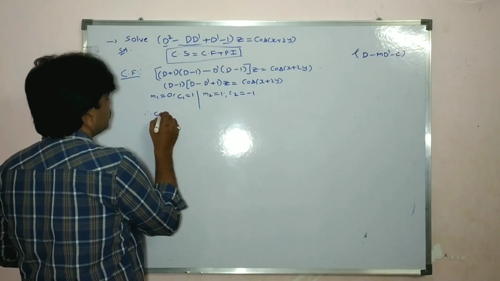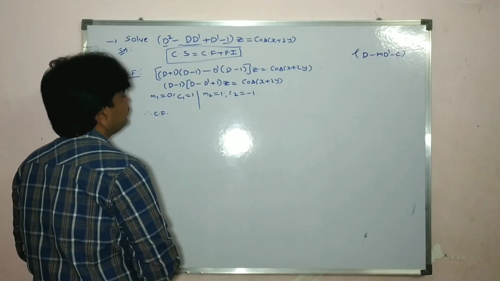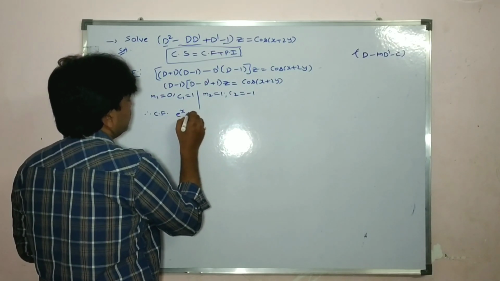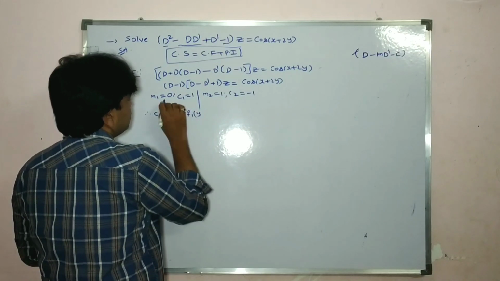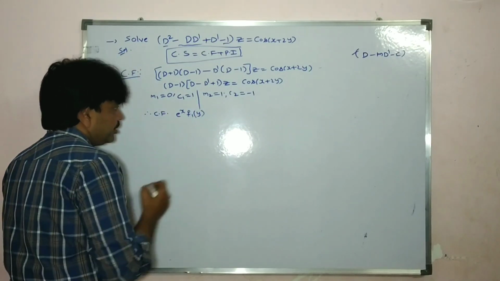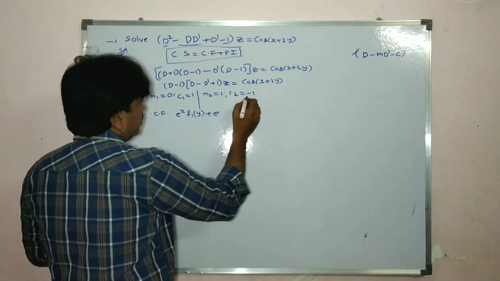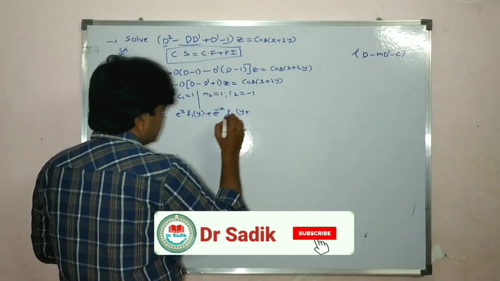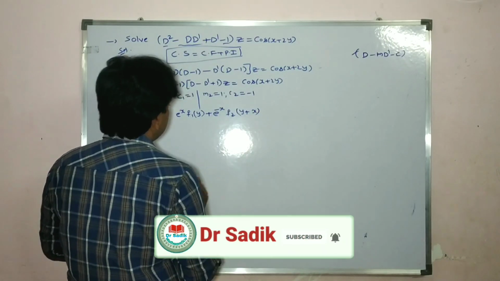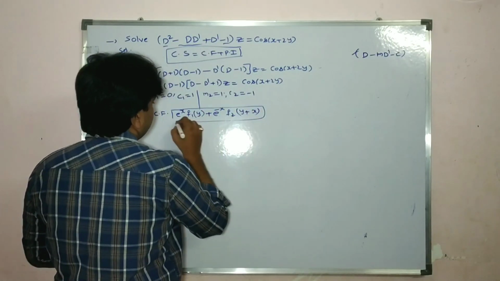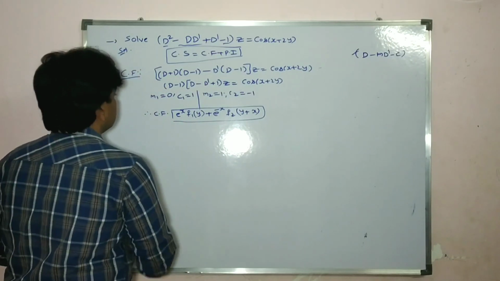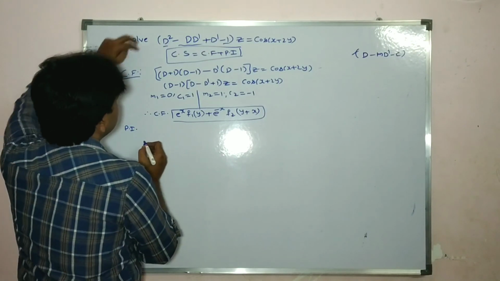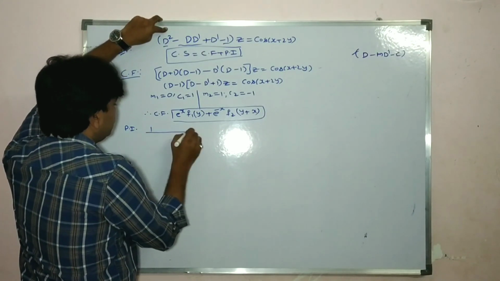Therefore the complementary function is e power 1x into f1 of y plus 0 into x, so e power x f1 of y plus e power minus x f2 of y plus x students into value 1. So this is the complementary function. Now particular integral students. Here I am taking 1 by this one students.